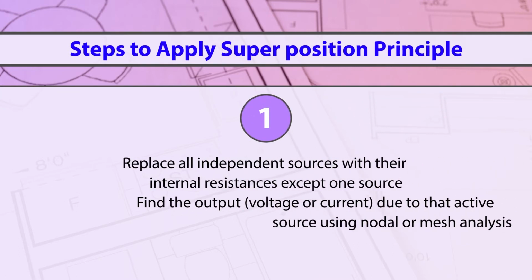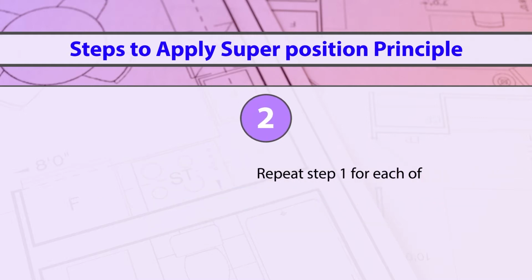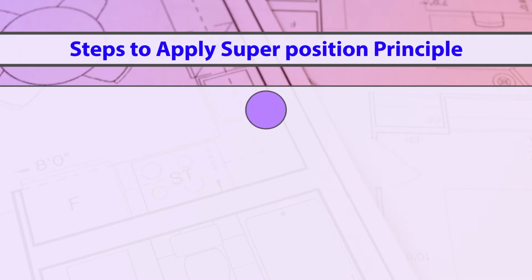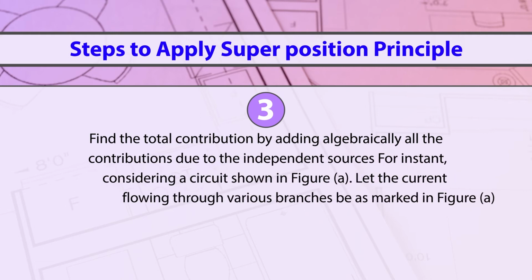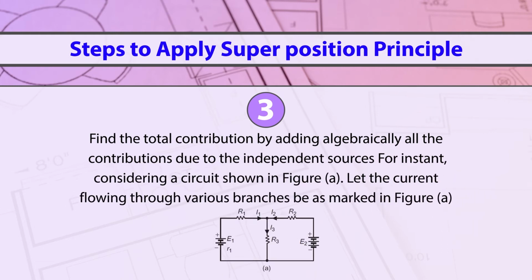Now we have to understand what are the steps when you are going to apply the superposition principle. The first step is to replace all independent sources with their internal resistance except one source. Find the output quantity in terms of voltage or current due to that active source using nodal or mesh analysis. The second step is to repeat step 1 for each of the other independent sources. And step 3 is to find the total contribution by adding algebraically all the contributions due to the independent sources.